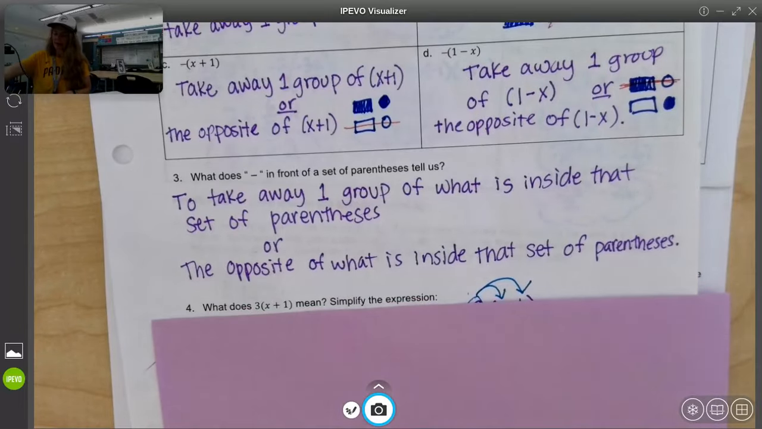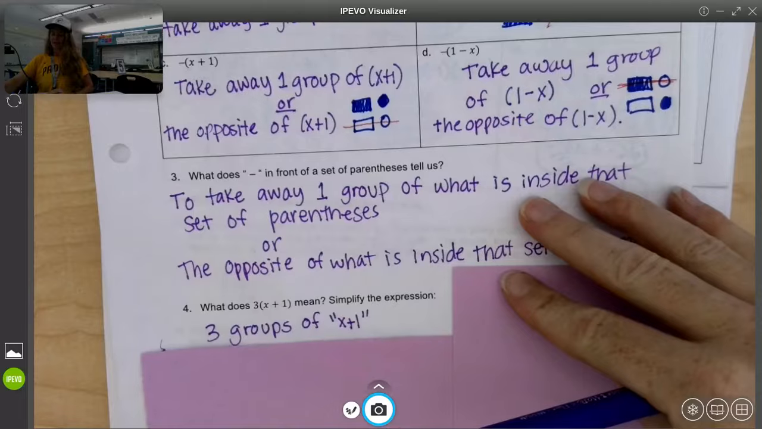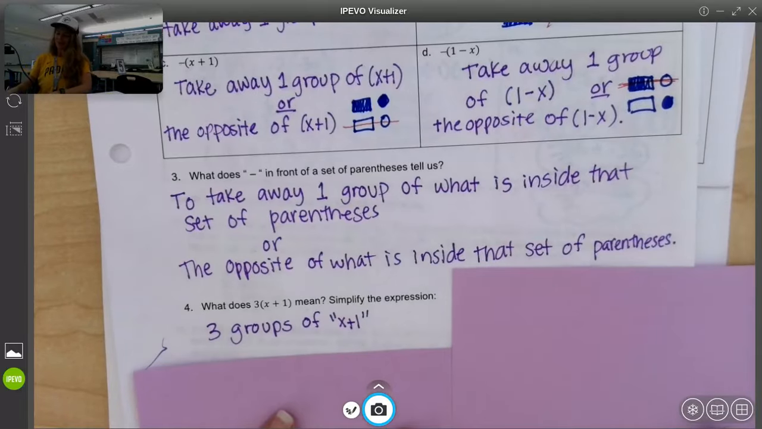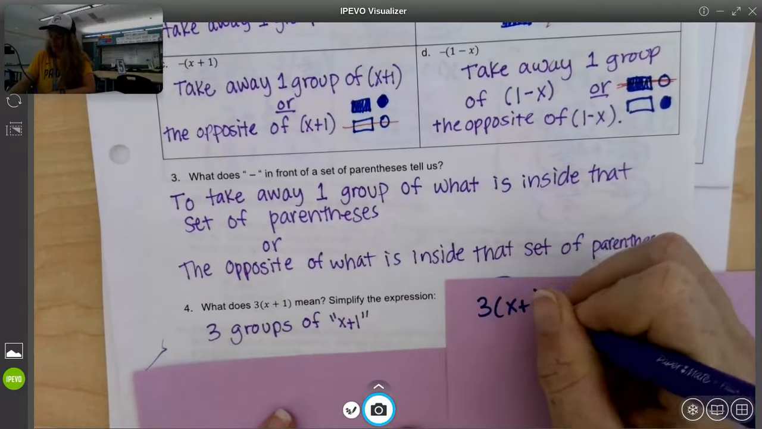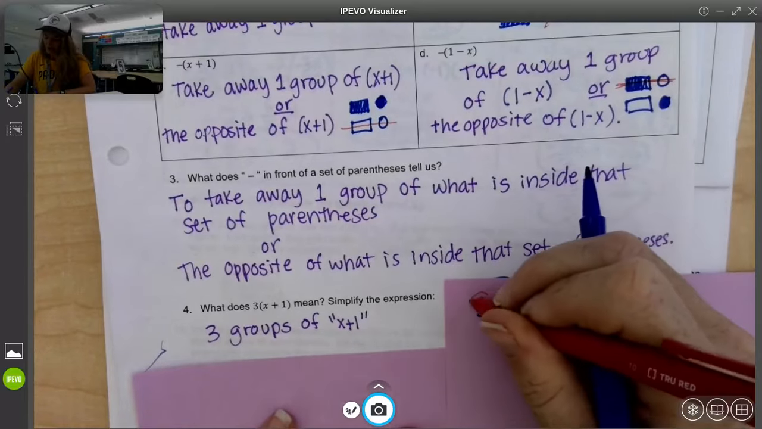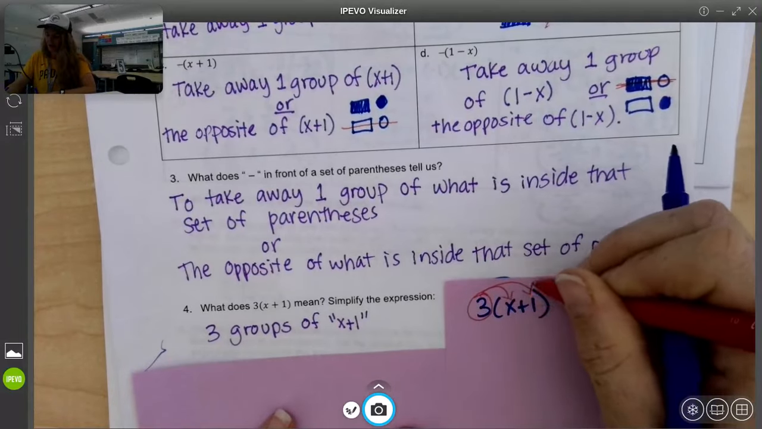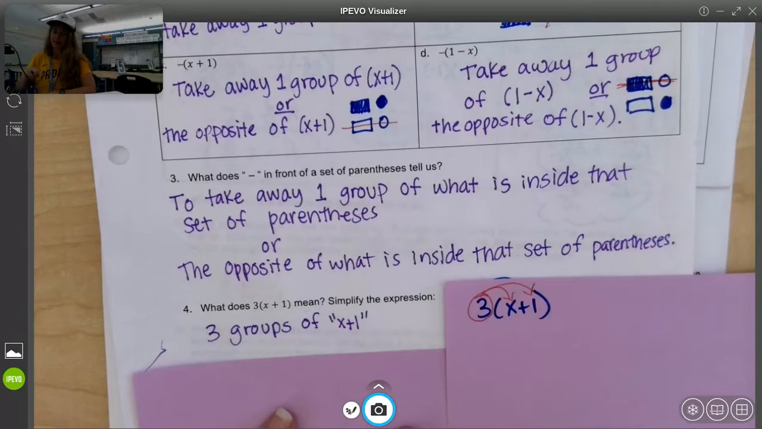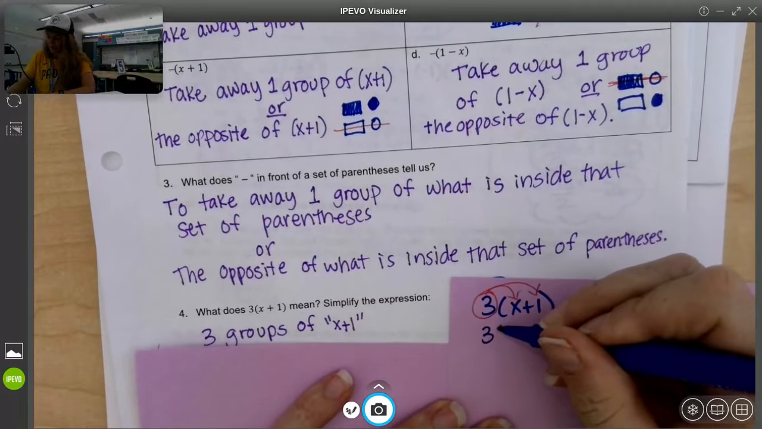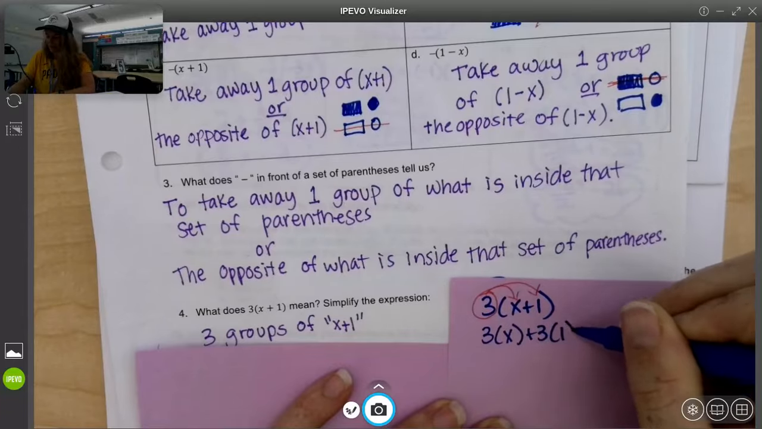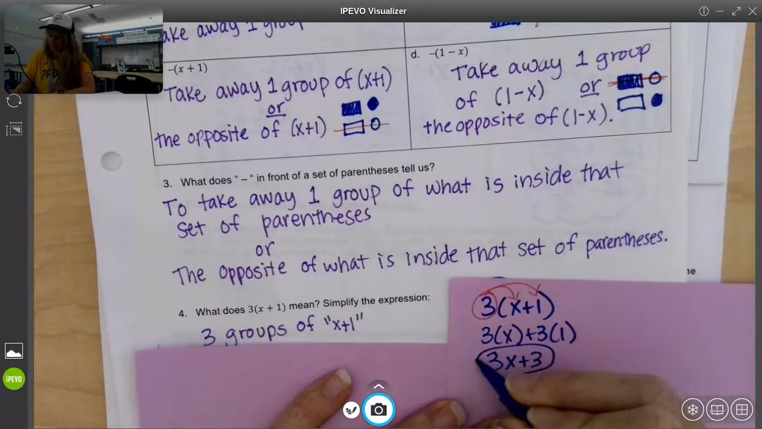So if we wanted to think about 3 groups of x plus 1, what does that mean? And then simplify the expression. Well, it means 3 groups of x plus 1, like I just said. So here, 3 groups of x plus 1. Whenever we distribute, we're always going to lasso up or circle the number we're distributing, and you can draw lines or arrows to every single term inside the parentheses. You can put as many terms as you want inside those parentheses. So this gets you 3 times x plus 3 times 1, 3 groups of x plus 3 groups of 1, which gets you 3x plus 3.